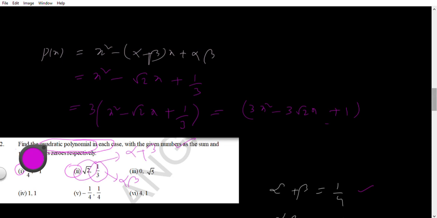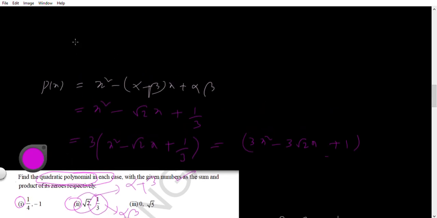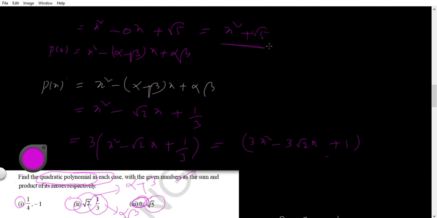Similarly, we can do one more problem. See here. Again, I would like to take p of x is equal to x square minus alpha plus beta times x plus alpha beta. Here, the sum of zeros is given as 0. We can write x square minus 0 times x plus alpha beta, which is given as root 5. This is nothing but x square, 0 into something 0, plus root 5. This is my quadratic polynomial whose sum of zeros is 0 and product of zeros is root 5. In the same way, we can try all the other problems.